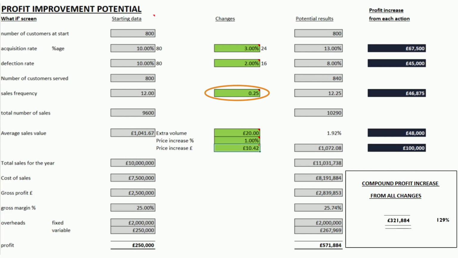The next category, transaction frequency, how often they buy. If we could improve this by 0.25 times, that is 1 in 4 customers coming back once more a year. And if we could do that, we're getting almost £47,000 improvement in the bottom line profitability. How can you do that? Well, I think there is an assumption by many businesses that if a customer wants something, they'll buy it, they'll come back. I don't have to go to them, they will come to me when they want something.